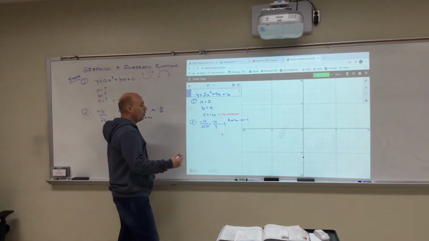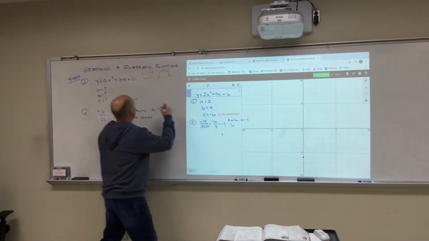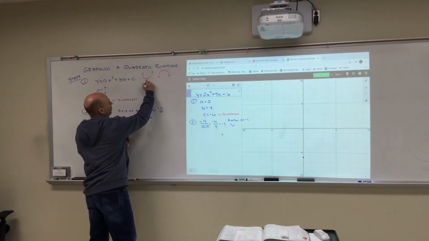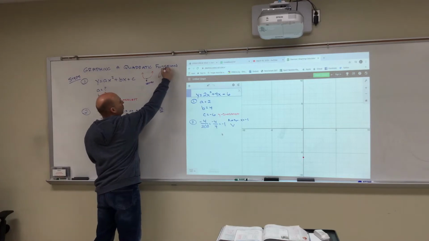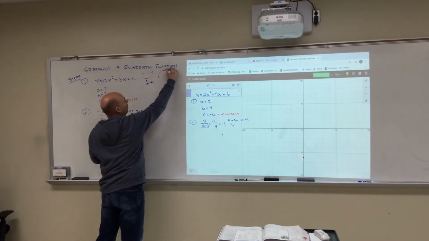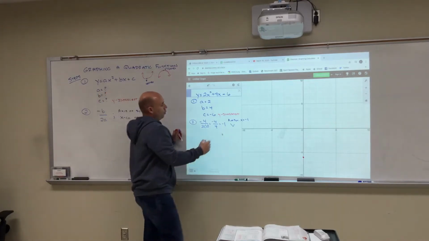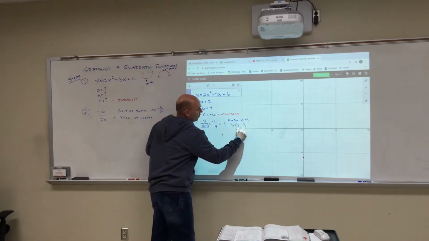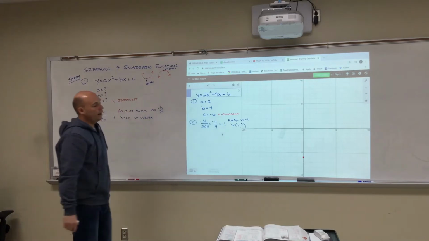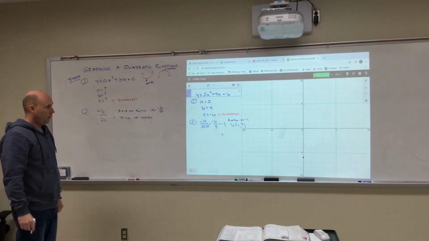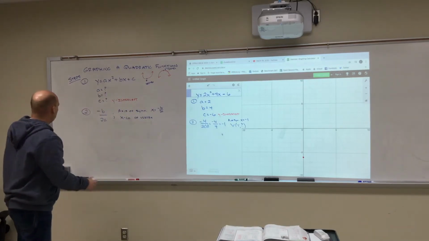And then our x coordinate of our vertex, the vertex being this point right here, the lowest point on a parabola, or this point right here, the highest point, would be -1 something. We don't know what that is yet. We're going to figure that out here in a second. All right? So, step 3.